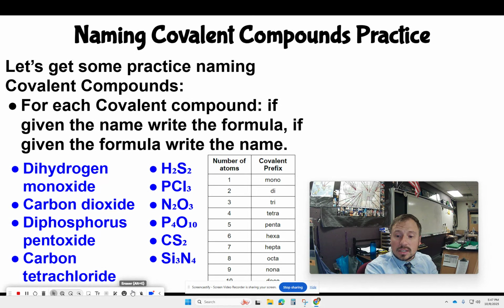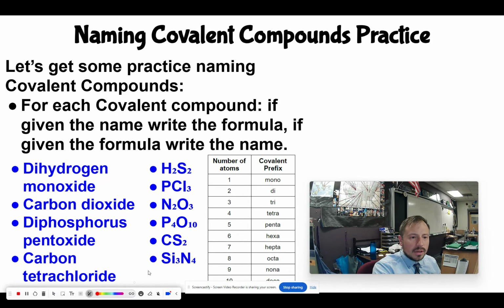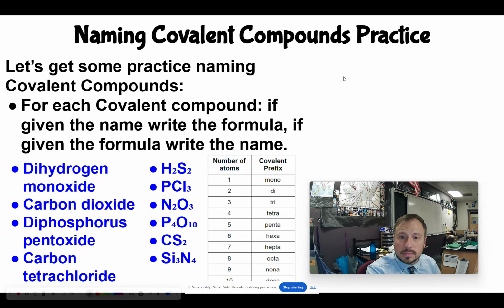And then on the right side, I have some that are the formula, and you have to give the name. I'm not going to write out the name just because it takes me a while, but I'm going to go ahead and do a couple. The first one is dinitrogen monoxide. So I'm just going to write first the symbols here, right?